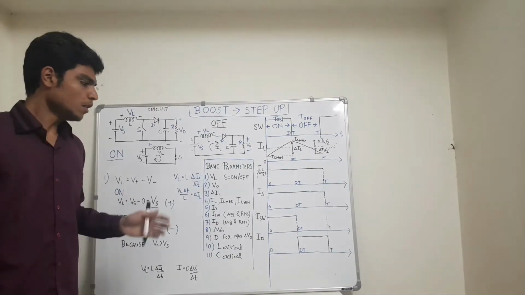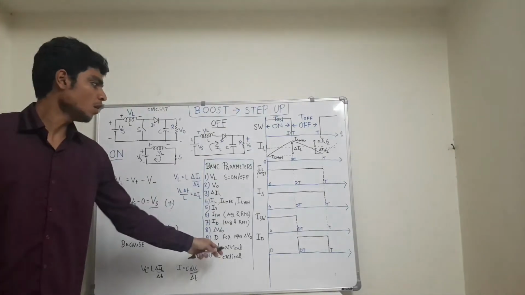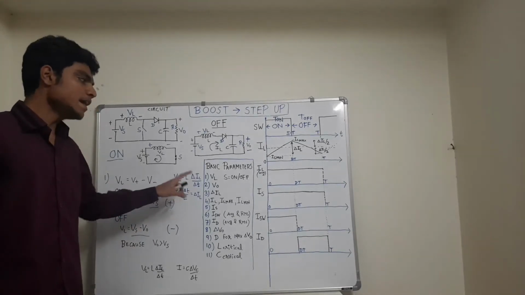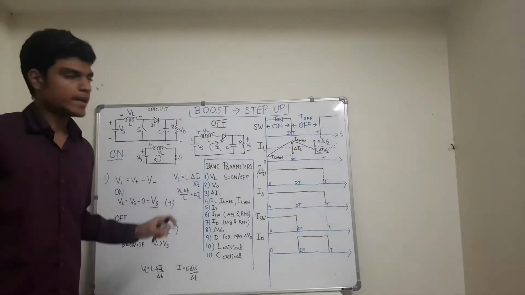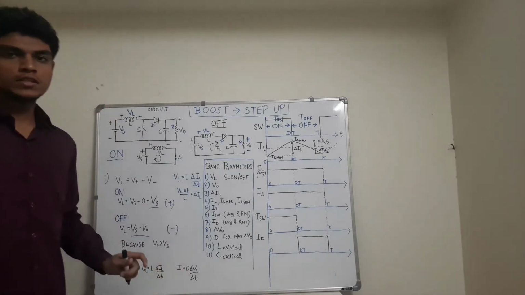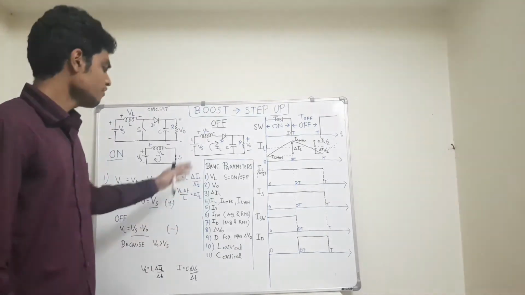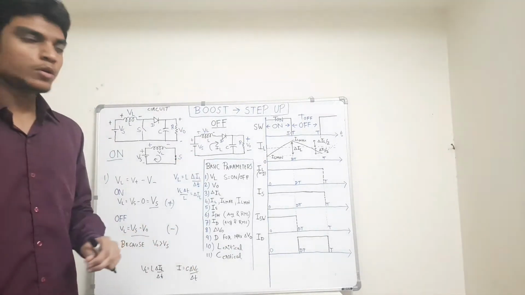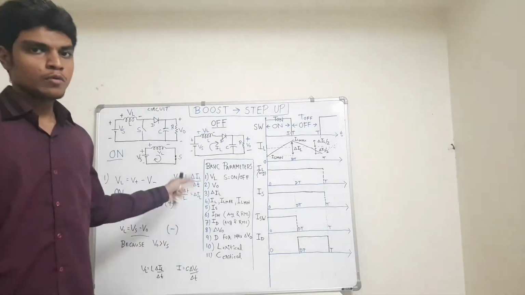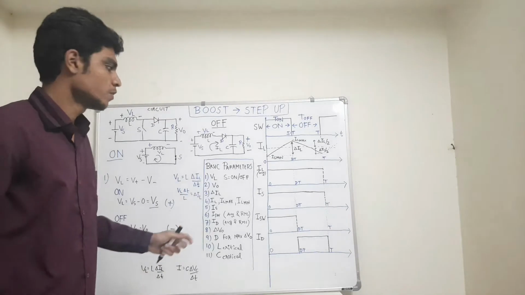Now for all DC to DC converters, the basic equations used to derive all these parameters are VL equals L del IL upon del T for the inductor, and for the capacitor IC equals C del Vc by dt. So we will use only these equations for all these parameters. So don't mug up the formula, just use these equations. You will immediately be able to derive, as I will derive in the video.